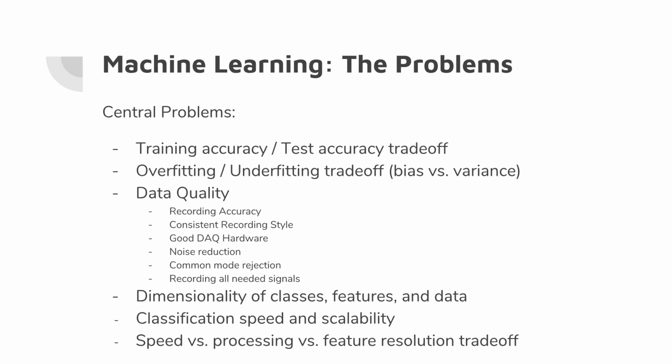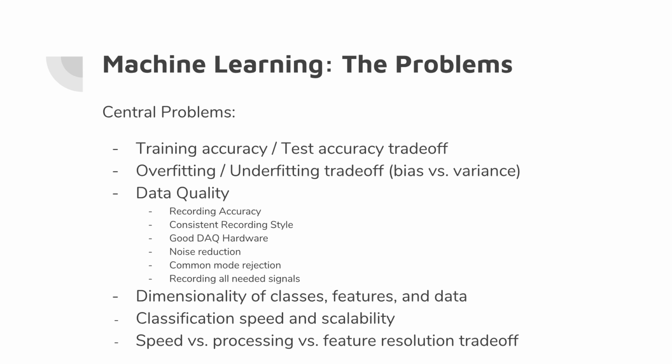Some things that will affect your ability to have good quality machine learning algorithms include the accuracy of your recording, how consistently you record, whether or not your data acquisition hardware is of good quality, if your noise reduction is proper, if you have good common mode rejection, and if you're recording all of the signals that you need to make your classification. Now, in some cases, there are multiple ways to get to the same solution, and there are many different papers out there that solve the same problem multiple different ways. So, for the most part, it's good practice to go into a lot of the literature on whatever machine learning algorithm it is that you're looking to implement.